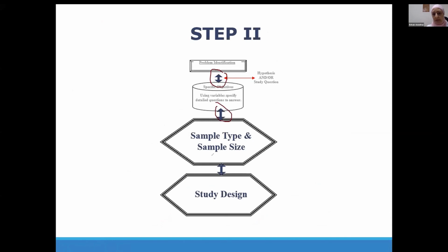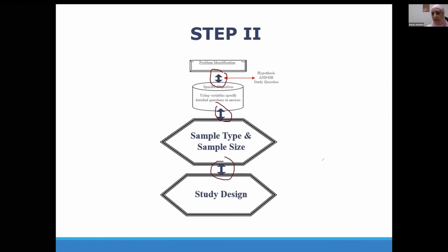can you see all these arrows? Yes? Can you see the arrows? Yes. So the arrows give us the flexibility of bi-direction. Very good. Thank you for that. It gives us the flexibility of going back and forth when we are still in the planning phase of our study. So we identify a problem, we write objectives, we write hypotheses, and then we go on to the sample size and type and study design.